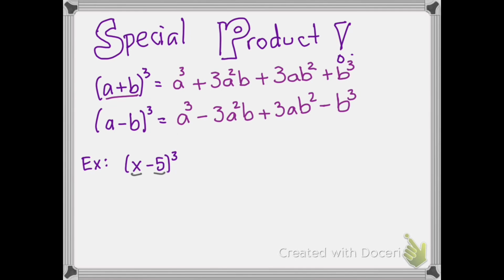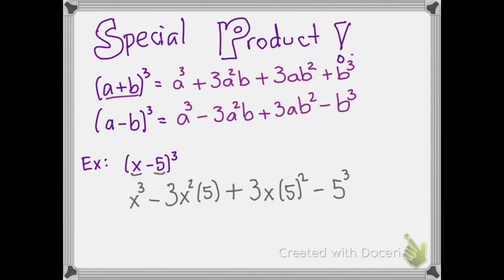So what we're going to do is start with x, which is our first number, to the third power. Then, since it's a subtraction, I have to put a minus. Notice I don't have to worry about the sign of the multiplication. I just use the signs that are given in the formula. Then I'm going to multiply 3 times the first one, which is x squared, times the second one, which is 5. Then we're going to add 3 times the first one, times the second one to the second power. And then we're going to subtract the second one, which is 5, to the third power.